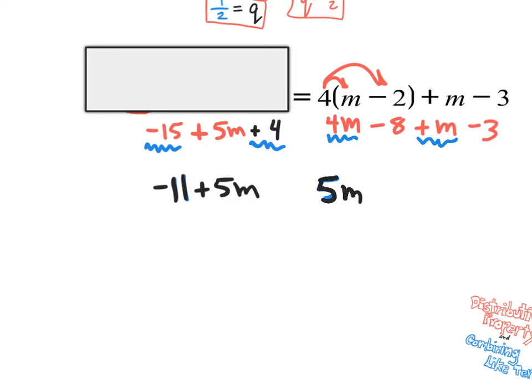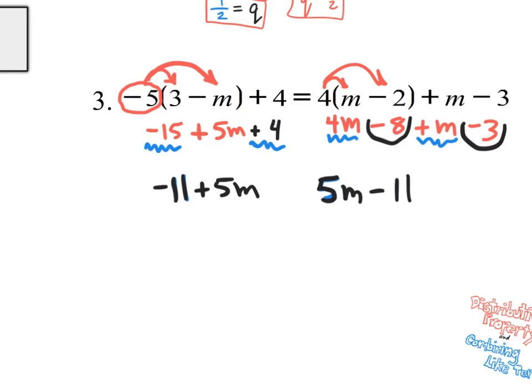And then we have this -8 that I want to combine with the -3. You owe 8, you owe 3, you're going to owe 11 altogether. Now, once again, let me remove this rectangle. What do we have here? We have a new equation. We simplified the left side, simplified the right side.